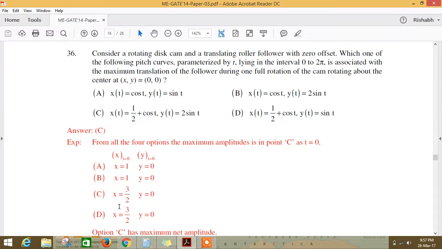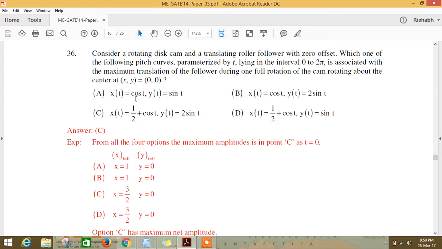See, question number 36. This question belongs to cam and follower, but you don't require the knowledge of cam and follower here. Since in 2014 the cam and follower chapter was not included in the syllabus, students can solve these questions with just basic maths. Here the question asks which option will have the maximum amplitude.